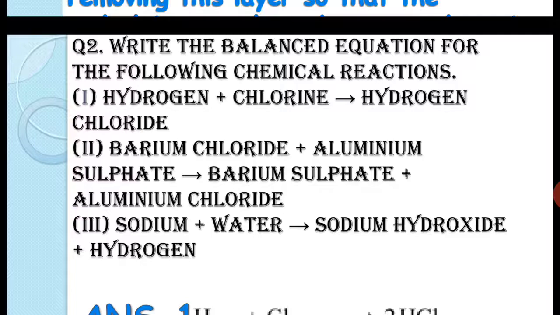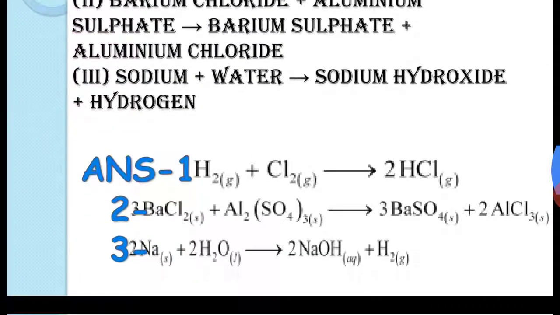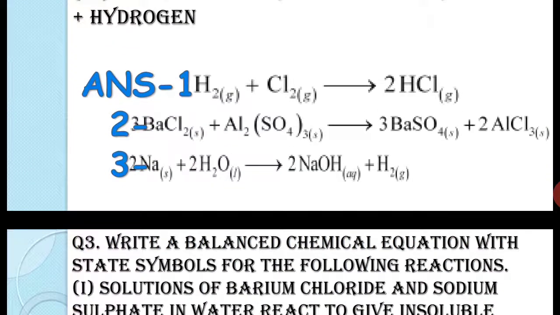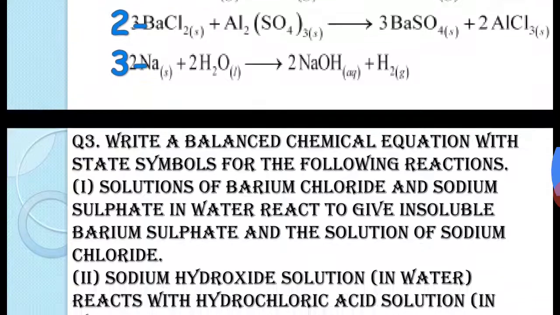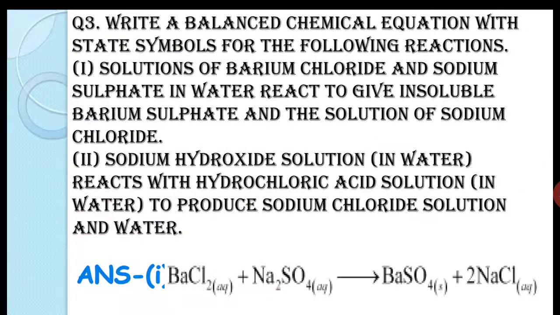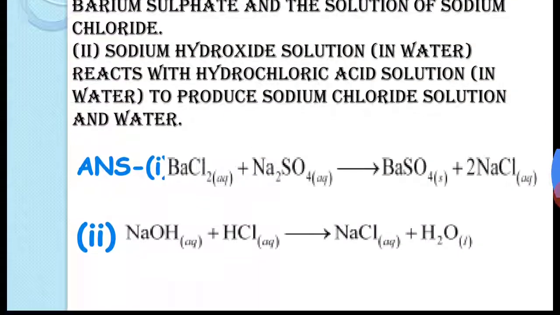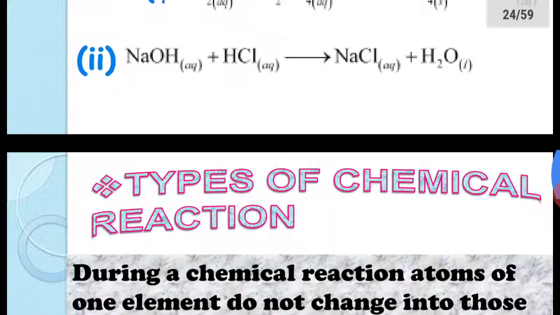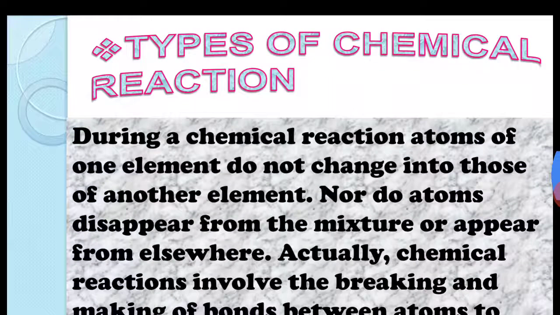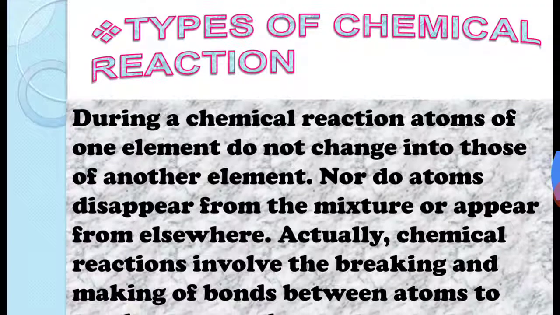Your assignment is to write the balanced equation for the following chemical reactions. I am also giving the answers, but try it yourself. Now the next topic is types of chemical reaction.